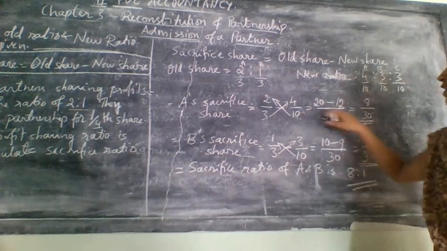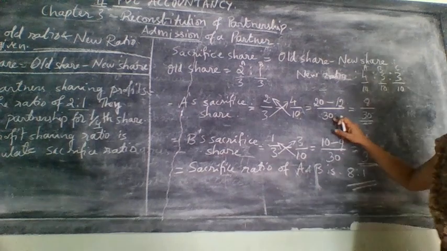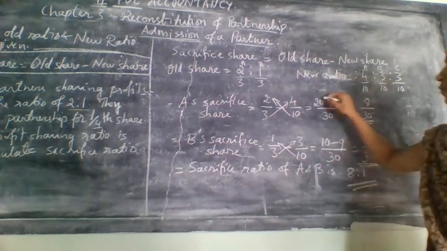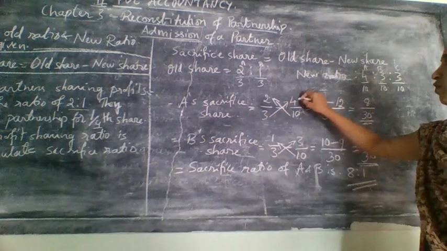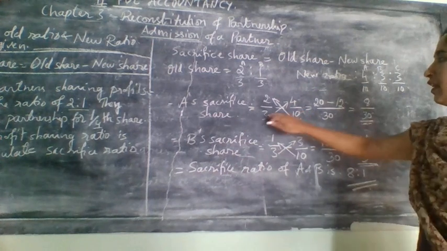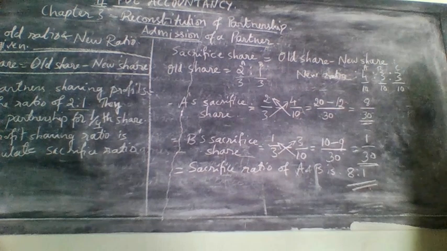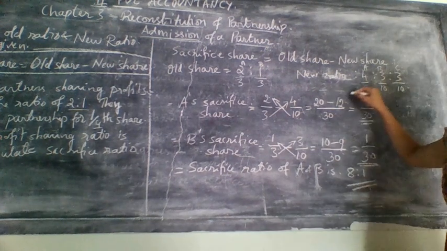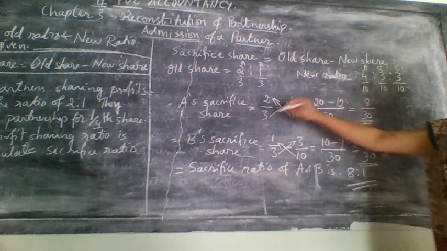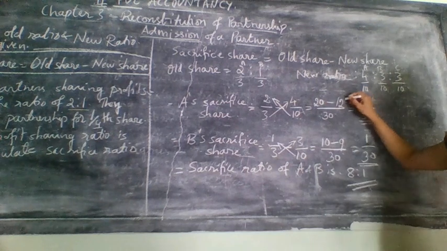So 3 tens are 30. After getting this, I did cross multiplication. So 10 twos are how much? 20. 3 fours are 12. So first you need to do right to left and then left to right. After doing this, write the numerators here. Right to left will be the first one, left to right will be the next one.